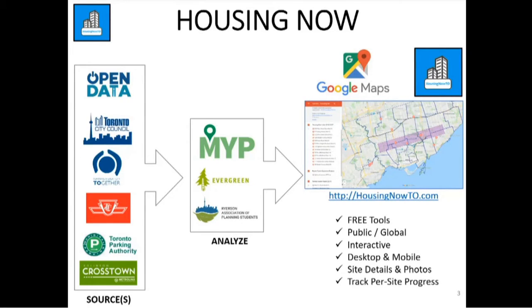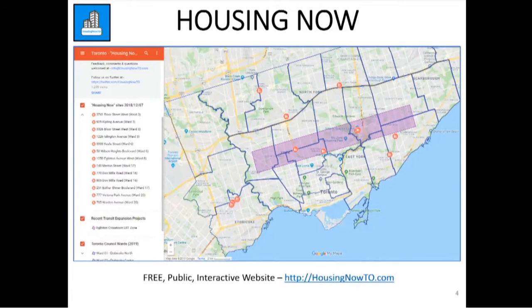housingnowto.com. It's an interactive map, which is public, it's global, anybody can use it. If you've got good high speed in here on your personal devices, you can interact with it. It's going to track the sites. We have photos from all the sites. We've visited all the sites. And we're going to track the progress of it. So there's the link. You can interact with it.